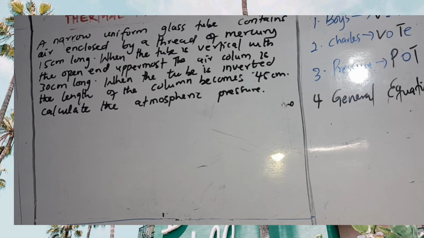Centimeters long. When the tube is inverted, the length of the column becomes 45 centimeters. Calculate the atmospheric pressure. So you have to know the initial and the final. In the initial one, the open end is uppermost, but in the final one, they've turned it upside down. So it's now inverted. Let's see how we can use Boyle's law to solve for the atmospheric pressure.